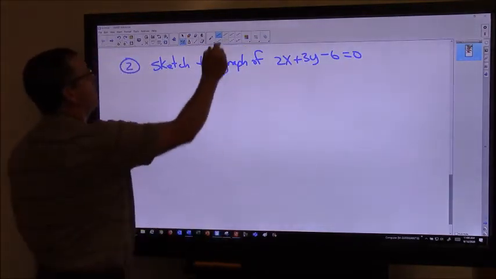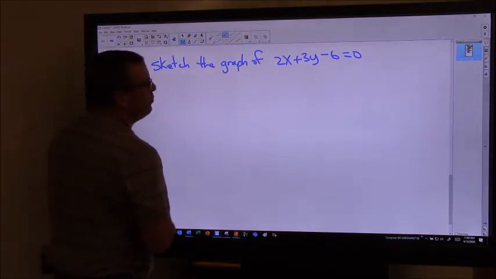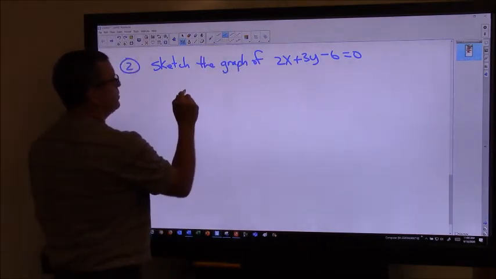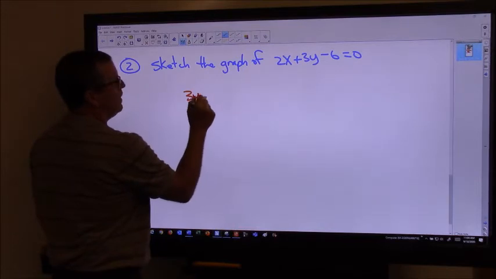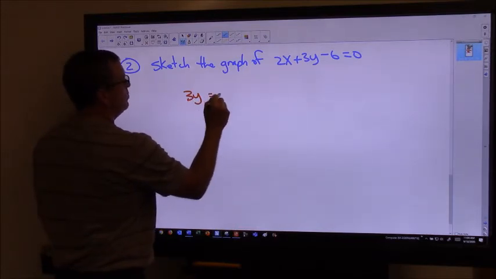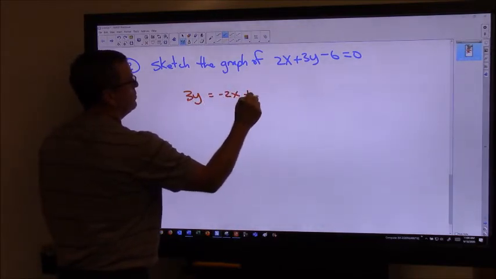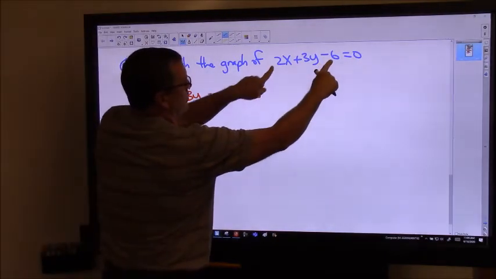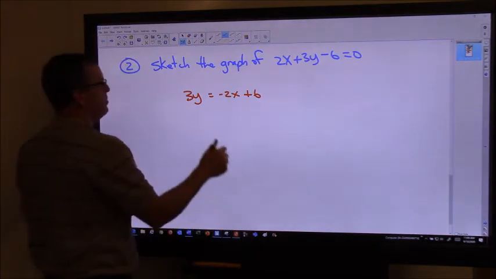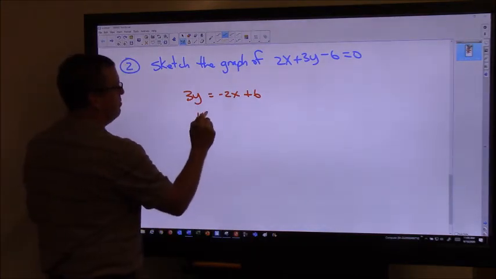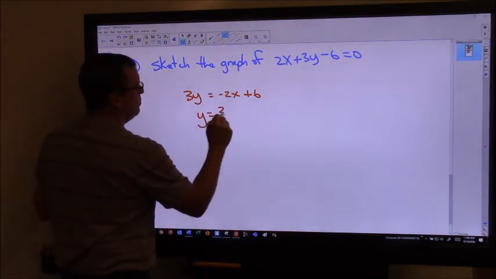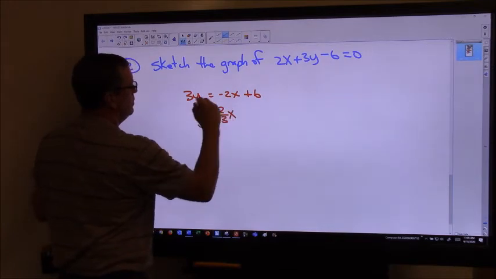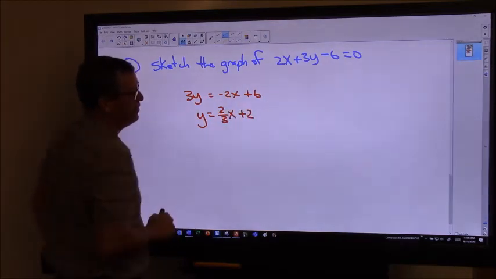All right, so what I'm going to do first is I'm going to solve for y. So I've got 3y equals a negative 2x plus 6. Okay, move these two terms to the other side. They just become the opposite. Divide everything by 3, and I get y equals 2/3 x. Divide that by 3, I get 2.